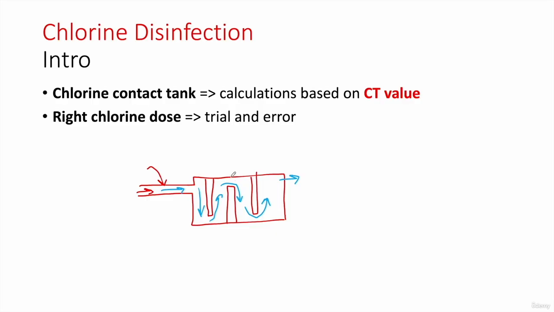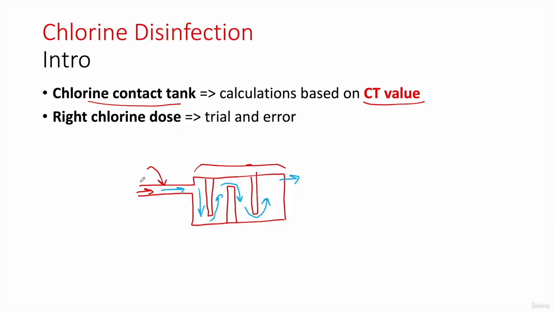So in the next few slides, we will learn how to design this chlorine contact tank. We will see that it will be based on what is called the CT value. C means the residual chlorine concentration, and T is the detention time, or the time that the water needs to stay within this reactor or tank.